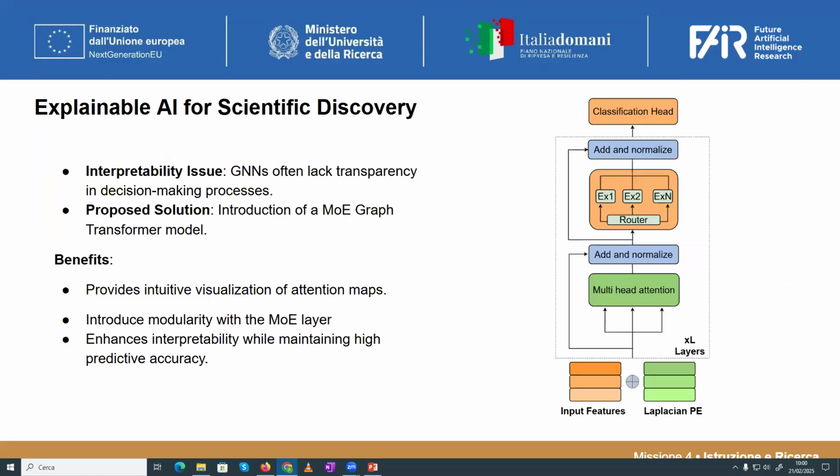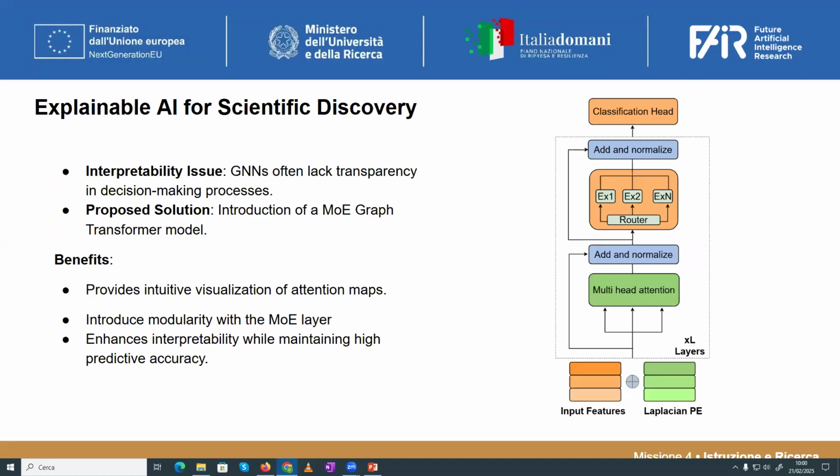And this enables the model to capture complex relationships. However, classical graph neural networks, like graph convolutional neural networks or graph attention networks, often lack interpretability. And here we propose a solution that has some building blocks inside that can be analyzed to track if they are aligned with physical properties. What we propose is a graph transformer with a mixture of experts layer.